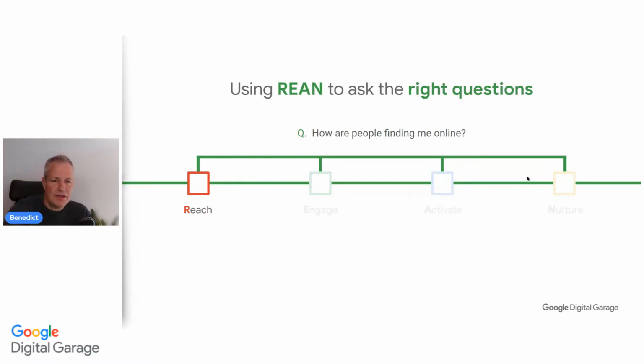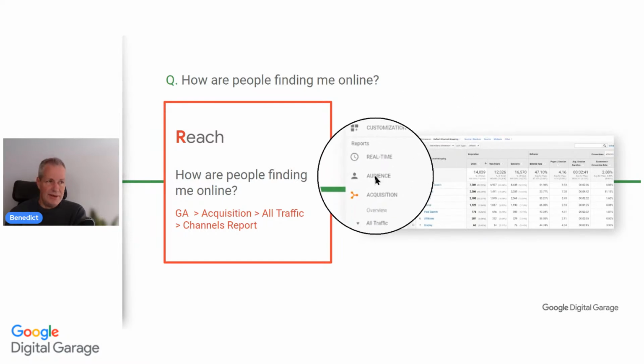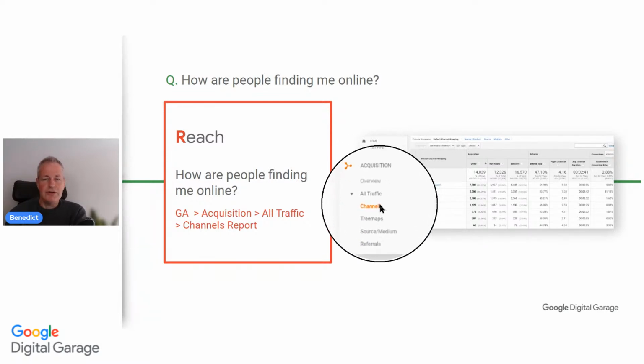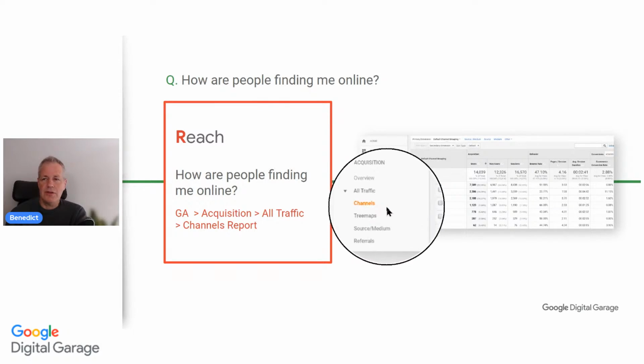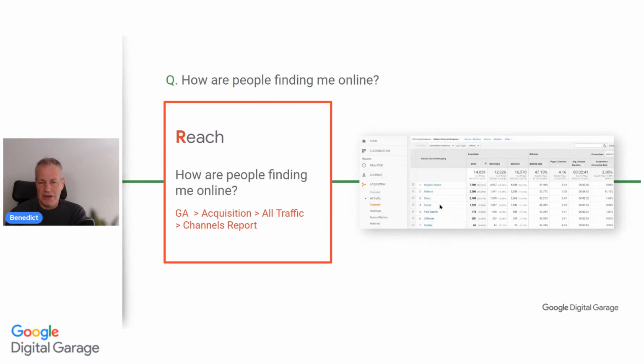All right, let's go through this. So how are people finding me online? Reach. Google Analytics. With this one here, this is with Google Analytics version 3. You go on to Google Analytics, of course, and then we go on to acquisition, and then all traffic, and then channels. So you have a look at the channels report to actually find out the information.